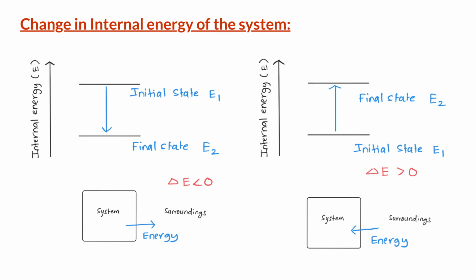So, the system can lose energy to the surroundings or gain energy from the surroundings. The next question is, in what ways can a system gain or lose energy? In other words, what are the factors that change or alter the internal energy of a system?